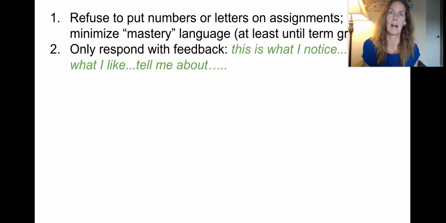Two, try to only respond with feedback. So again, no letters, no numbers. This is what I noticed you doing. This is what I like. Can you tell me more about what you meant here?